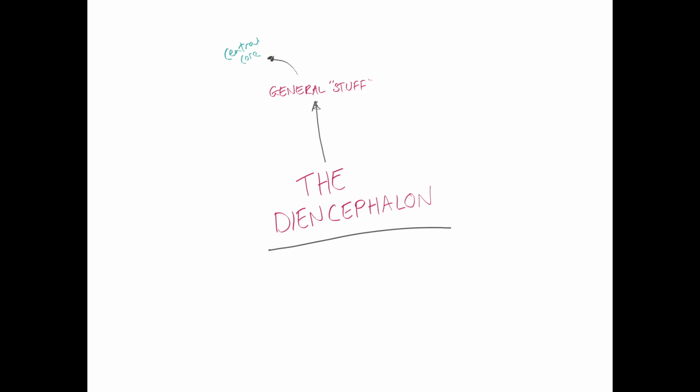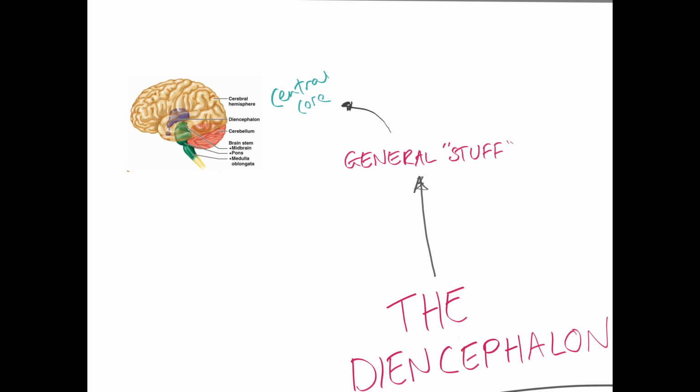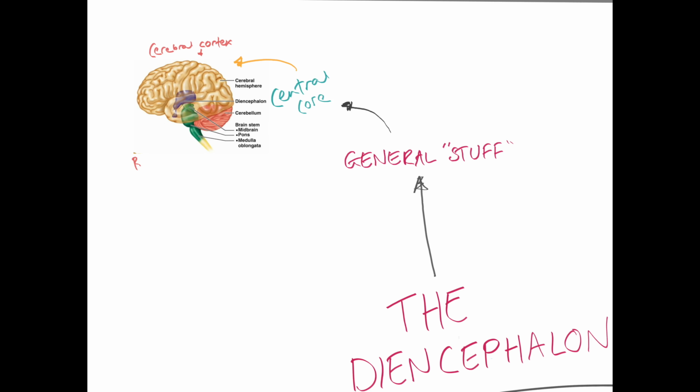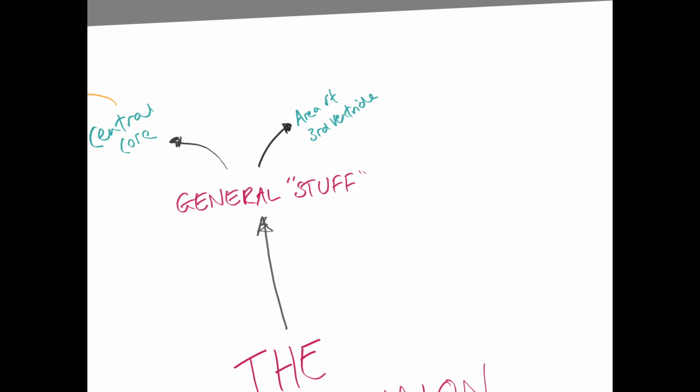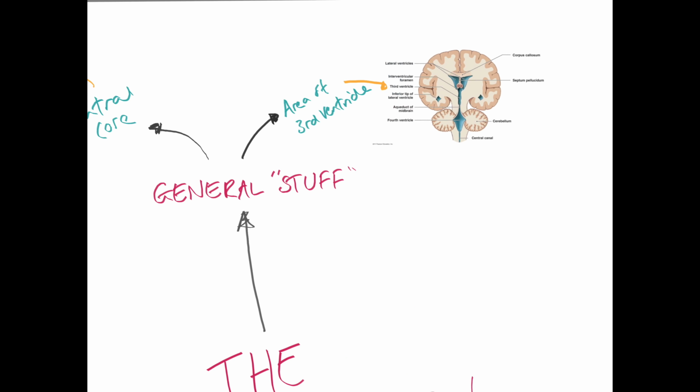The Diencephalon is the central core of the brain. It's located between the cerebral hemispheres and the brainstem. It's found in the area surrounding the third ventricle, and its structures actually form the boundaries of the ventricle itself.